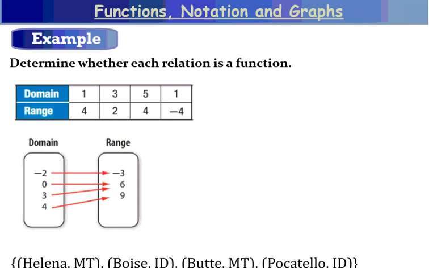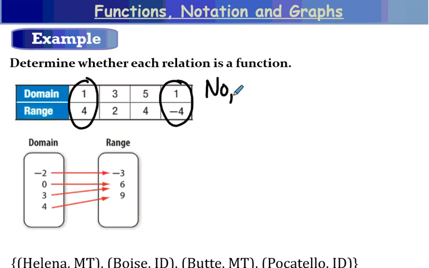So a couple examples, just determining whether each relation is a function. So the domain, these are my inputs. For example, when I provide 1, I get an output of 4. When I provide 3, I get 2. When I provide 5, I get 4. When I provide 1, I get -4. But you'll notice when we gave 1, sometimes the output was 4, but sometimes the output is -4. So no, this is not a function.